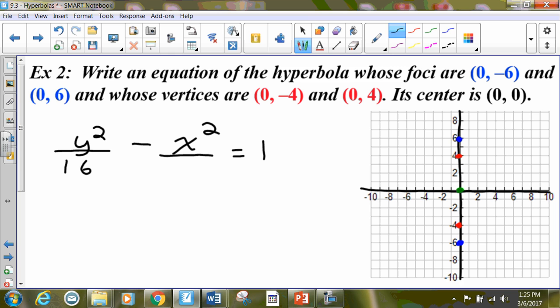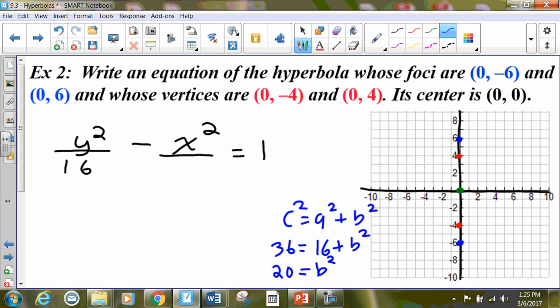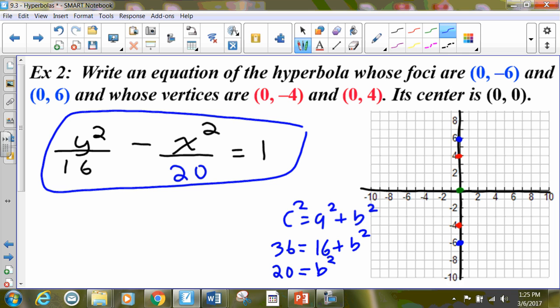All right, how are A, B, and C related? We know that C is 6, so that's 36, and A squared is 16. I feel like it's deja vu. Wasn't B the same thing, square root of 20? But actually, we don't need to know B. We just need to know B squared. And we're done. All right, I'm going to pause so you guys can ask questions.